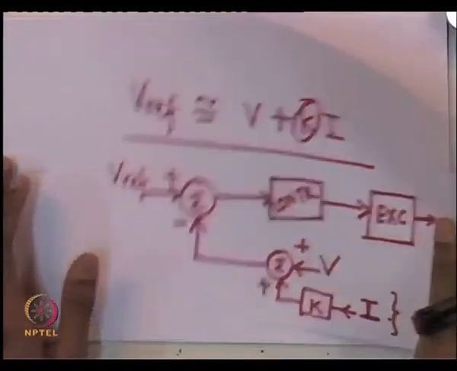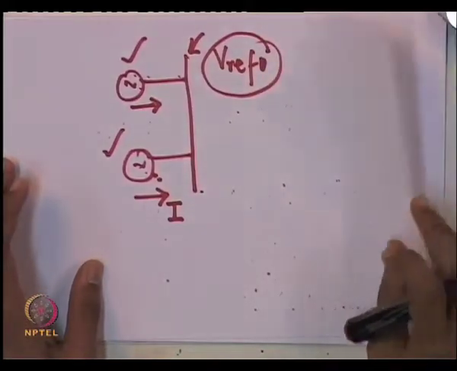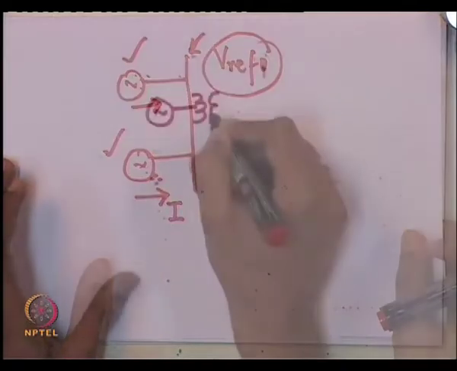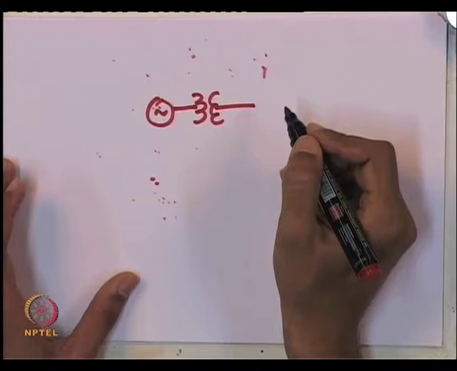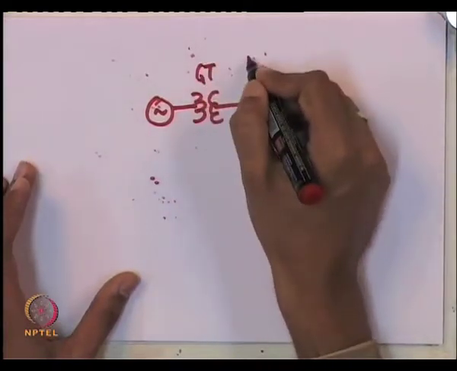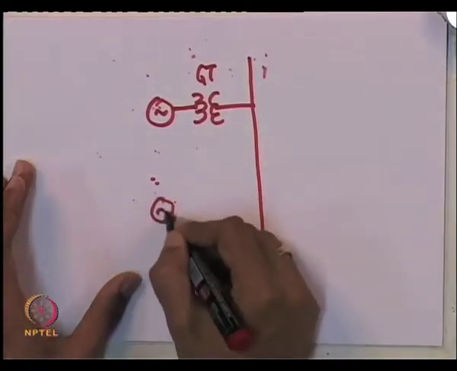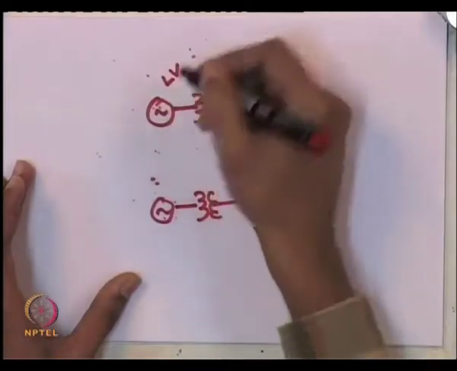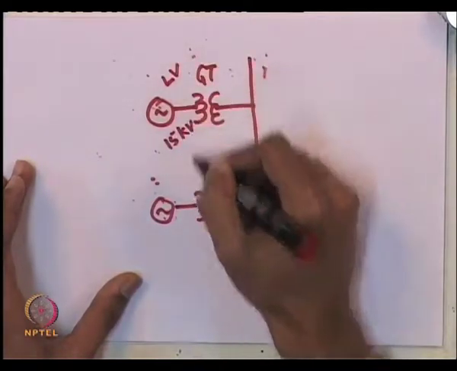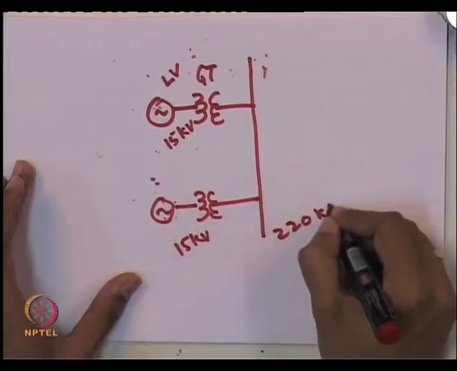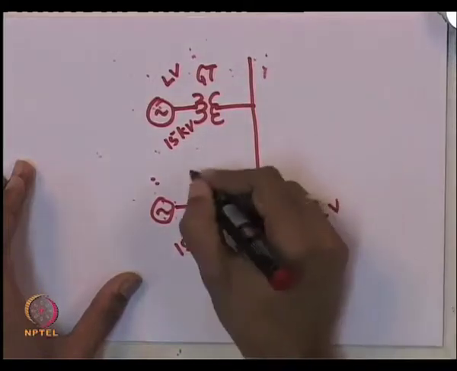Is it okay? But of course, if the generators are not bused together, in fact, typically what happens is each generator is connected to its unit transformer. It is called a generator transformer, which steps up the voltage, and the generators are bused together at the high voltage side. So, this is the low voltage, say 15 kV, and this is 220 or 440 or 400 kilovolts, say.